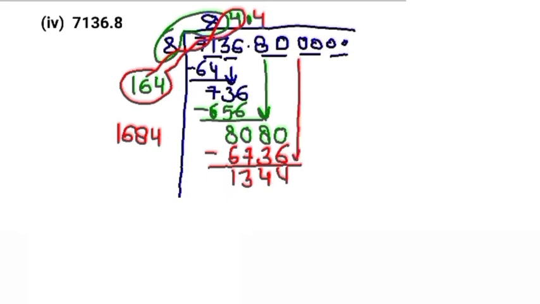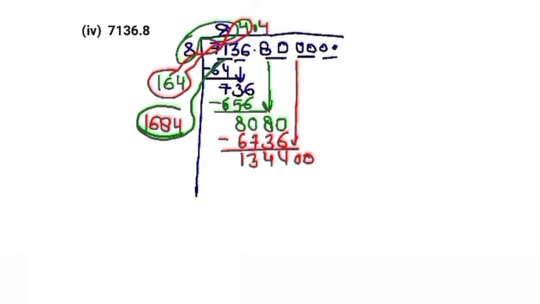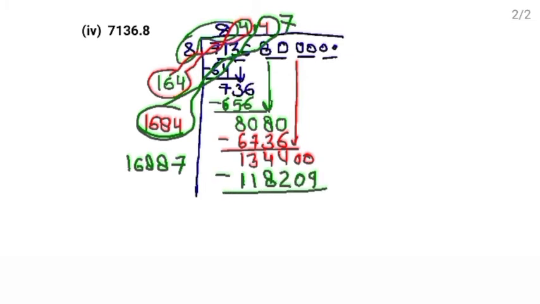Copy down the next pair, 0 0. Add this number and this 4. 1684 plus 4 is 1688. Take 7 and multiply it by 7. What do you get? 118209. Subtract. 1916. 2 minus 1 is 1.